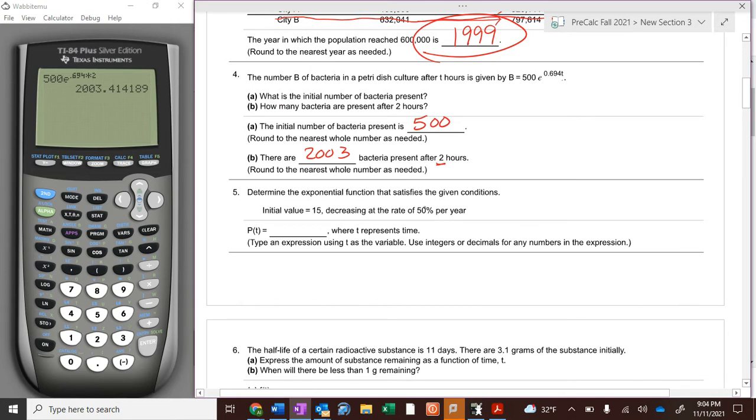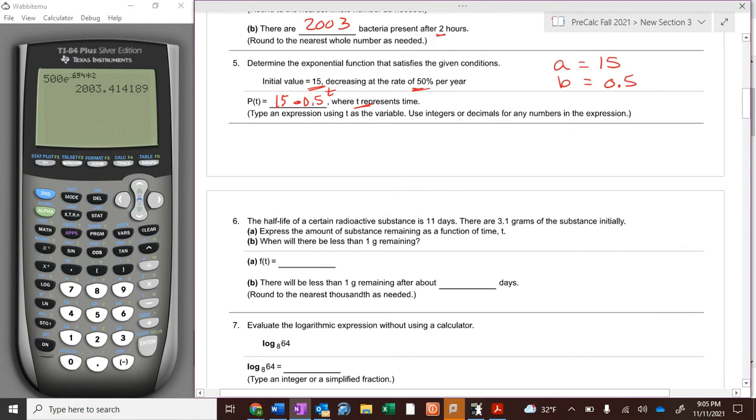All right. Exponential function, initial value of 15, decreasing at a rate of 50% per year. So that's A equals 15, B equals 0.5. Okay? So determine the exponential function that satisfies that. So it's 15 times 0.5 to the t power, where t represents time. Okay? All right.